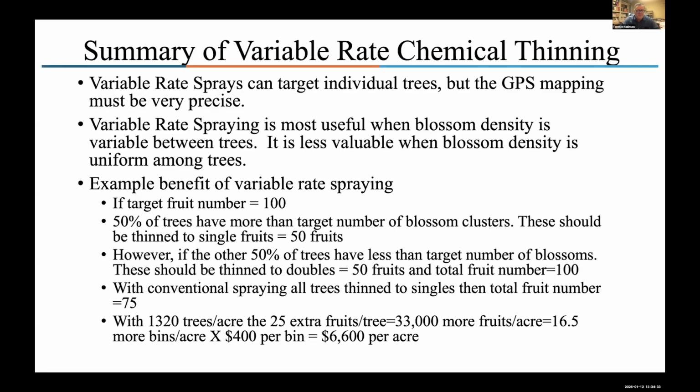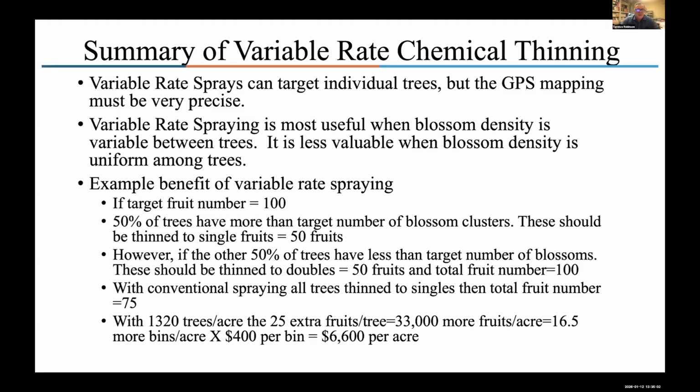However, the other 50% of the trees are lower than the target number of blossoms. They shouldn't be thinned so aggressively. They should be thinned so that they end up with doubles. In that case, if you had only 25 flowering clusters, but each was a double, you'd still end up with 50 fruit. So with the high blooming trees providing 50 and the other ones 50, you'd still have your 100 average per tree.